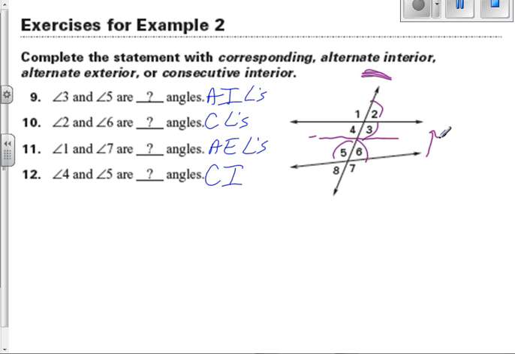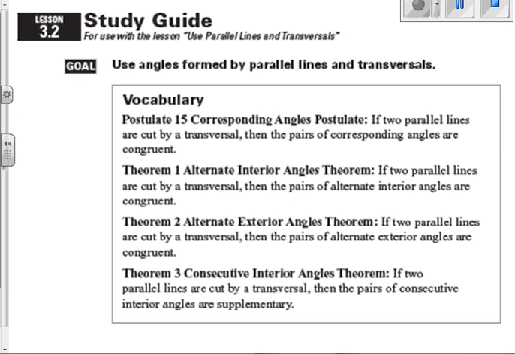And then if I look at number 11, angle 1 and angle 7 are alternate. They're on both sides of the transversal. That means alternate. They're exterior, on the outsides of my two lines, therefore they're alternate exterior angles. And then number 12, angle 4 and 5 would be consecutive interior angles. CI is consecutive interior, alternate exterior, corresponding, and then alternate interior. All right, so that takes care of that.